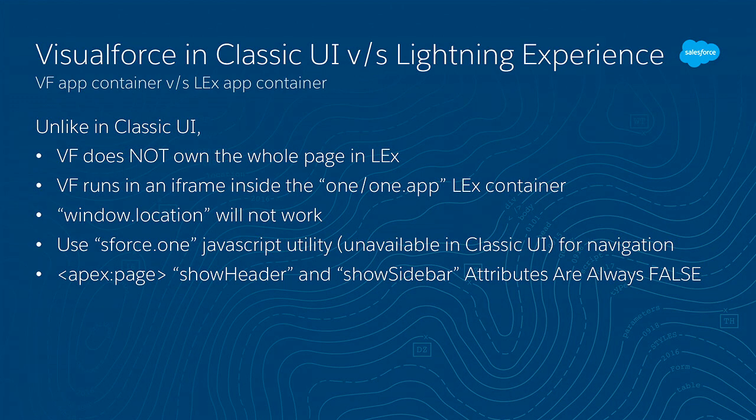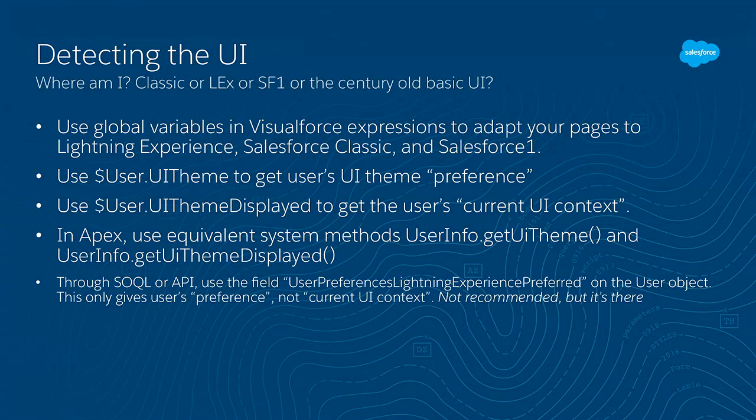One more important thing is to make sure that your page works based on where the user is right now. The user might be in the classic user interface, he might be in Lightning Experience, or he might be using it from the Salesforce mobile app. And you might want to modify a few things inside your page based on where the user is right now. For that, we have a few utilities to detect where the user is. That is through the global variable $User.UITheme and $User.UIThemeDisplayed.